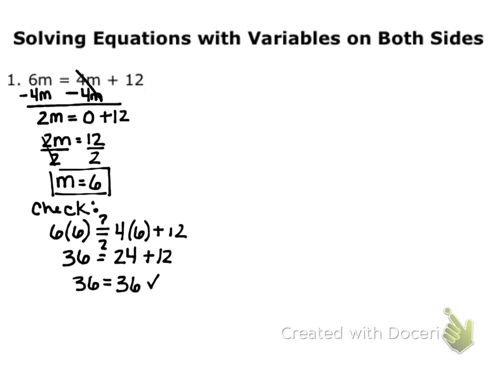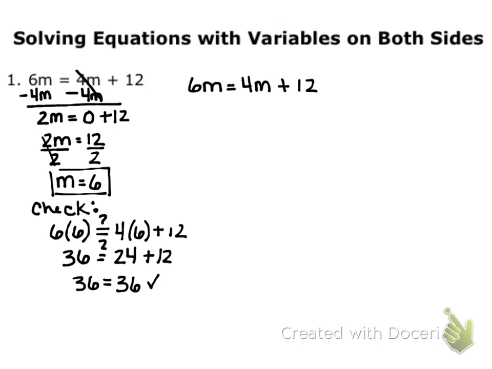So we know we did the problem correct with an answer of m equals 6. Now I told you I was going to do this 2 ways, and that's because the question I usually get is, how did you know to move the 4m as opposed to the 6m? And the answer is that you can do either, but one will create a shorter problem for you and one will add in an extra step.